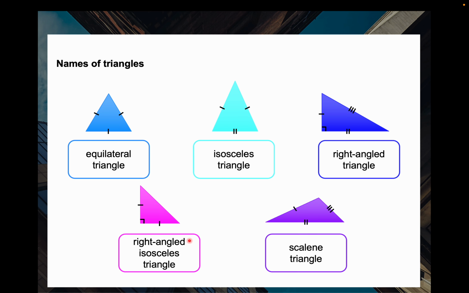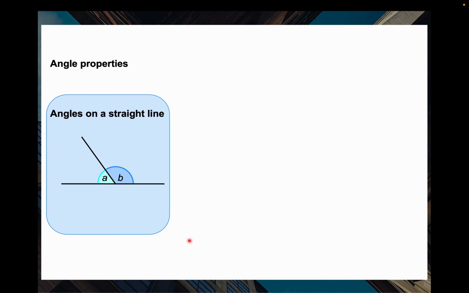And we have a scalene triangle, where none of the sides of the triangle are the same. We call this a scalene triangle. Now, angle properties. We have angles on a straight line. Angles on a straight line add up to 180 degrees.